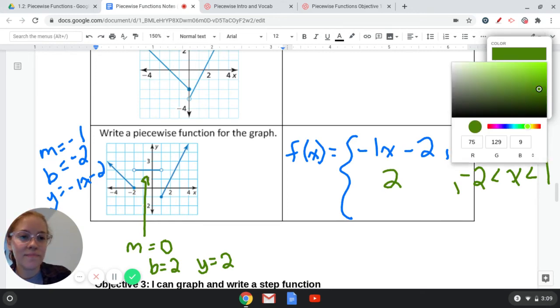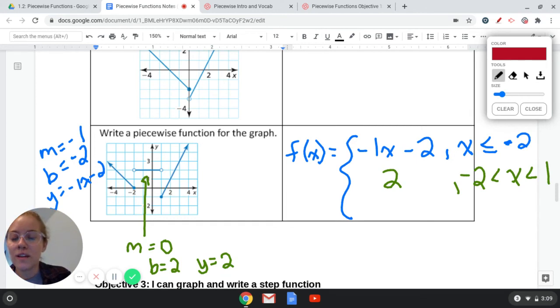Finally, oh, I already used blue. Let's do a red. That's kind of a Union Knights color. All right. Finally, we go from x equals 1 forever and ever. So this is just going to be for when x is larger than or equal to 1, because this is a closed circle.